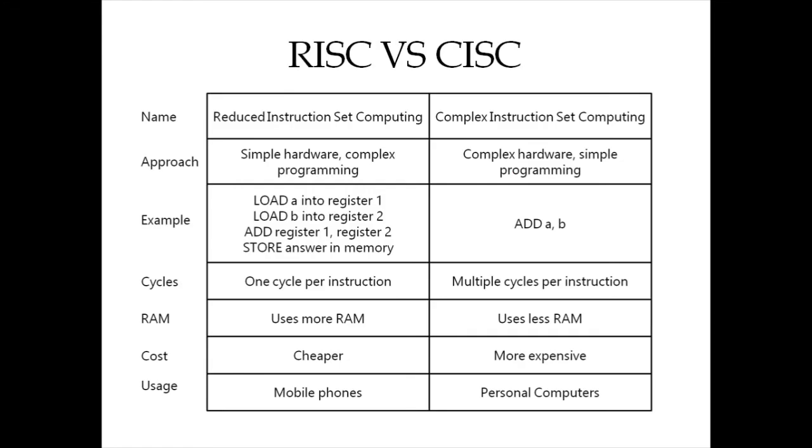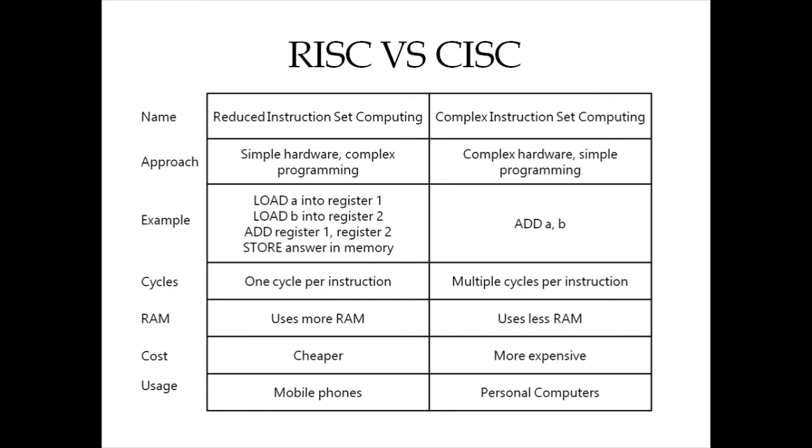RISC and CISC are two contrasting architectures. RISC has a small, simple instruction set but complex programming. CISC is the other way around. The additional example shows that more instructions are required in RISC to do the same in CISC. Note that CISC instructions have to be decoded to sub-instructions.